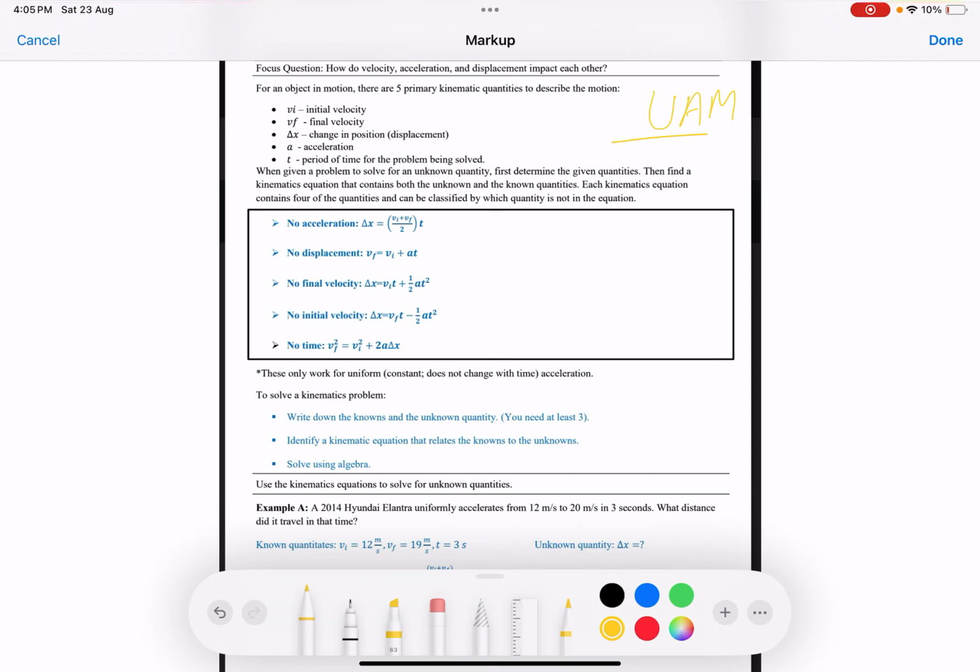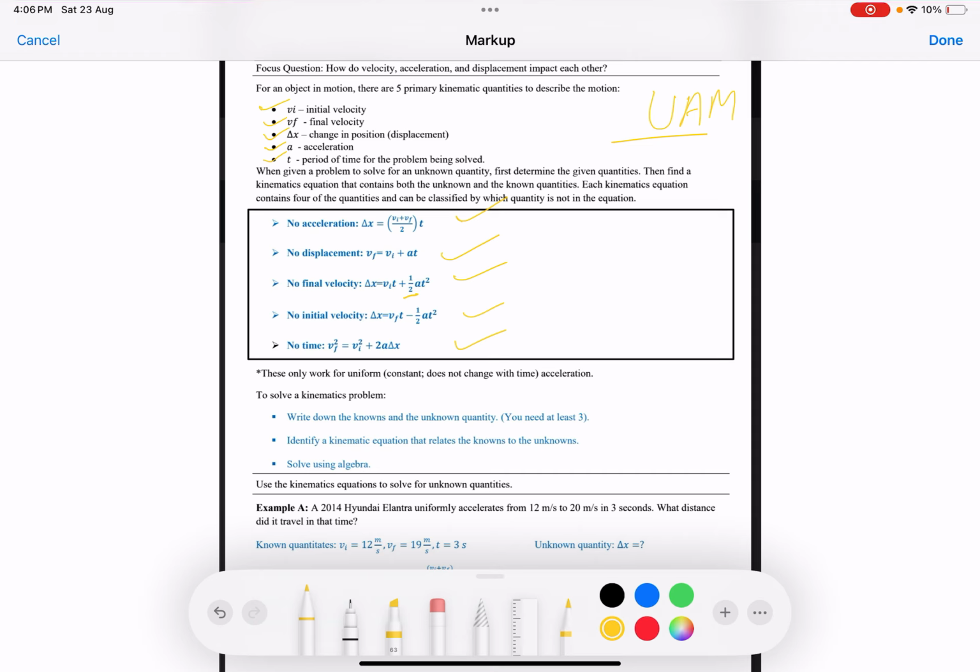So when you go to the UAM equations, there are actually 1, 2, 3, 4, and 5 uniformly accelerated motion equations. Okay, and there are five variables, meaning kinematic quantities: initial velocity, final velocity, change in position or displacement, acceleration, and time period. Time period means the time for which this UAM motion was happening. So you will select the initial and final point, and that will decide what the time is.